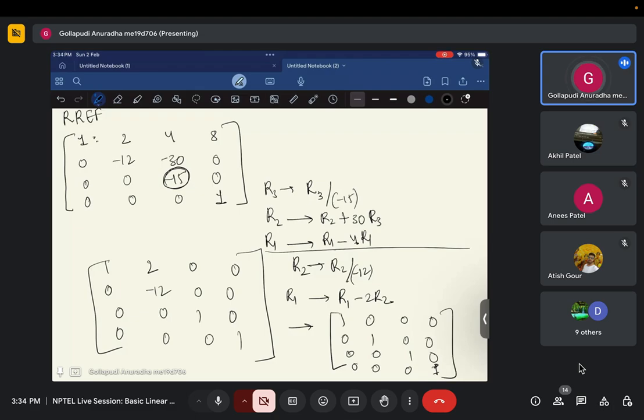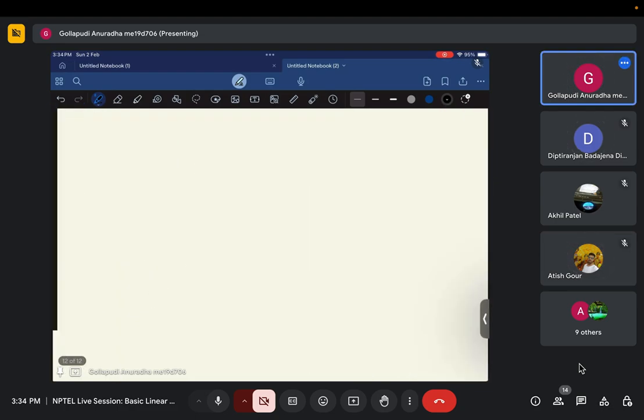So what is the rank of this matrix? 4. Invertible also. So rank is 4 and this is invertible. So what does the rank mean? It means that the rank is 4, so we have 4 independent rows.